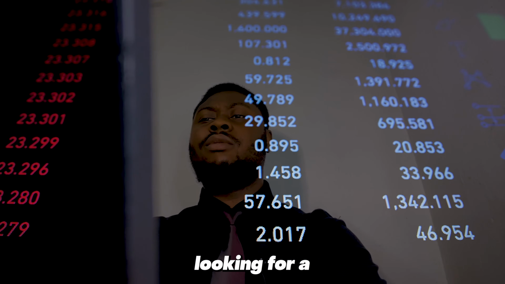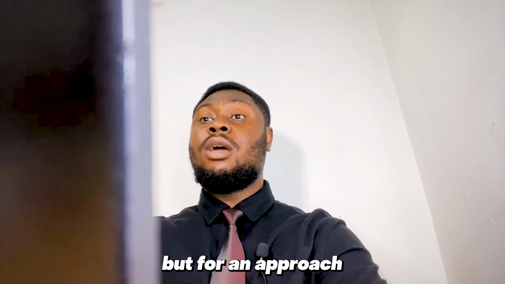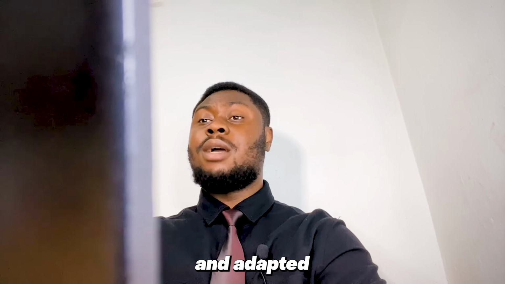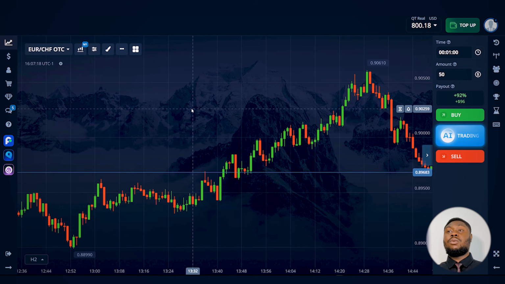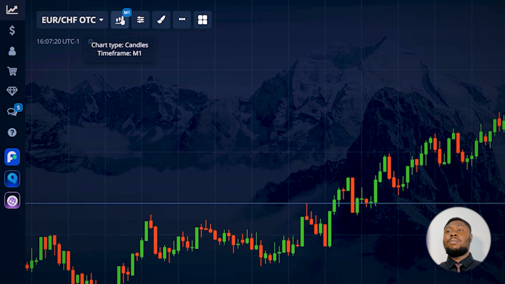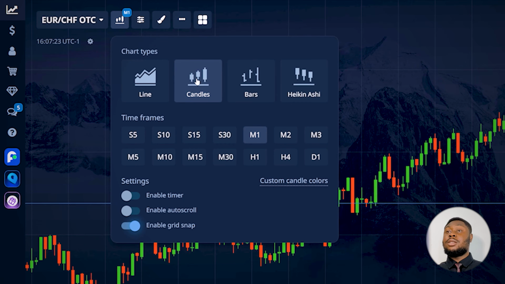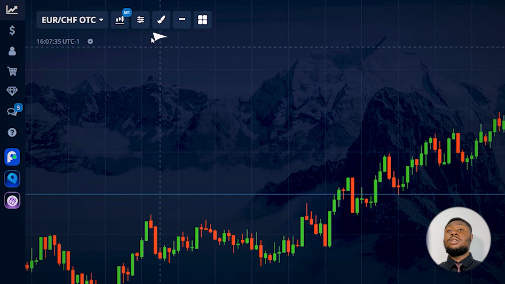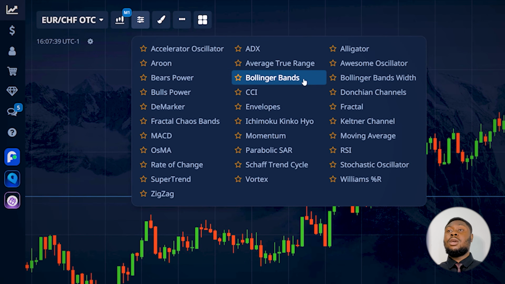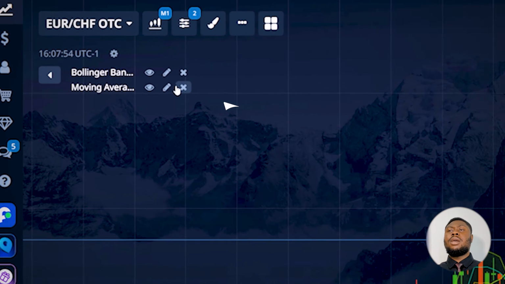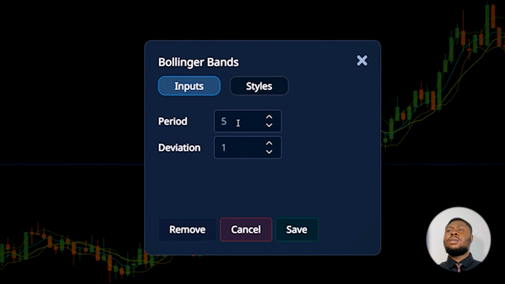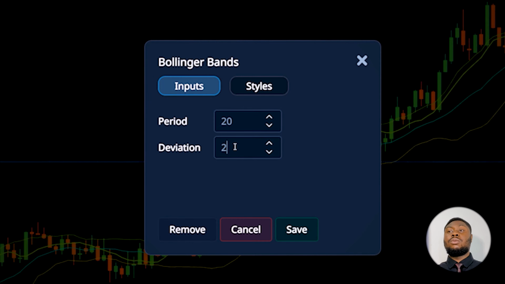If you're not looking for a magic strategy, but for an approach that can be developed and adapted, this video will be useful. Now I will show you the settings I use to work with the strategy. You can repeat them. I will use a candlestick chart type and leave the time frame at 1 minute. Now let's turn on the indicators. These will be Bollinger Bands and moving average. For the Bollinger Band indicator, the period will be 20 and I'll set the deviation to 2.